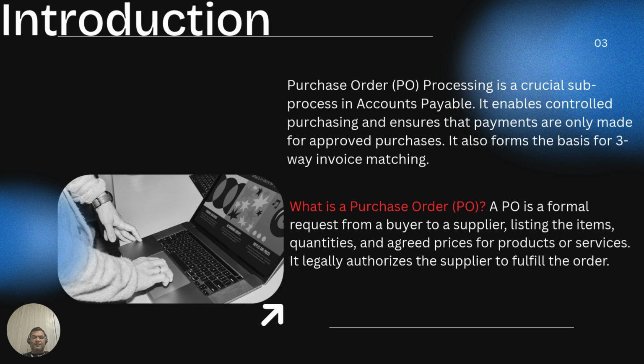What is PO or a purchase order? A PO is a formal request from a buyer to the supplier listing the items, quantities, and agreed price for products or services. It's a legal authorization for the supplier to fulfill the order.